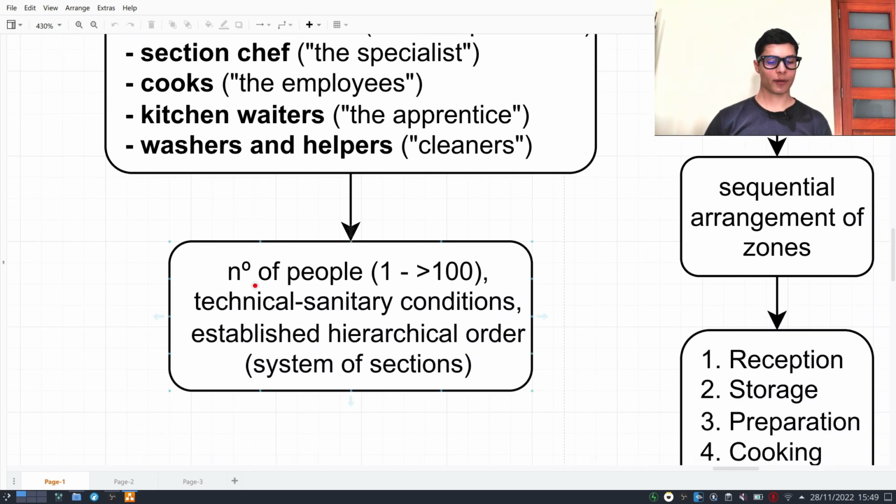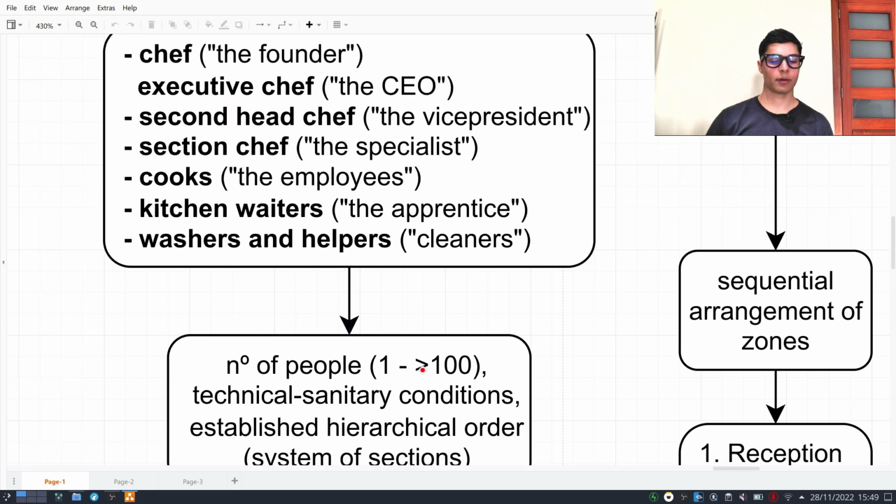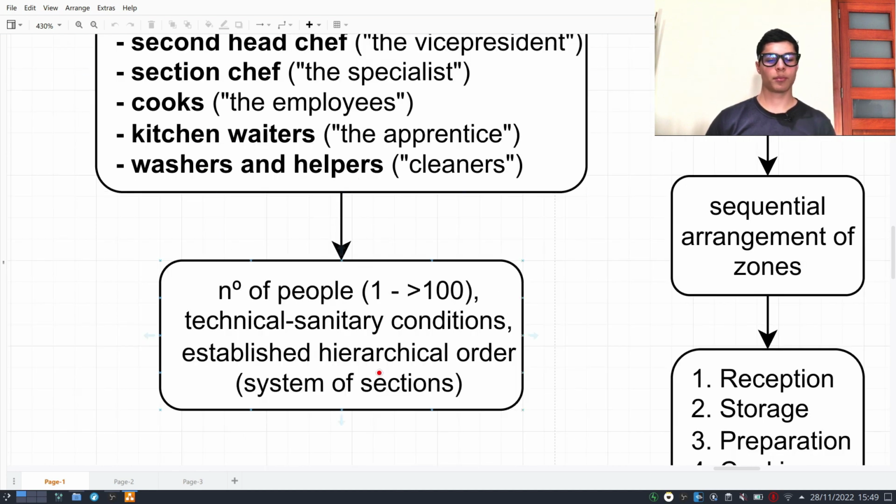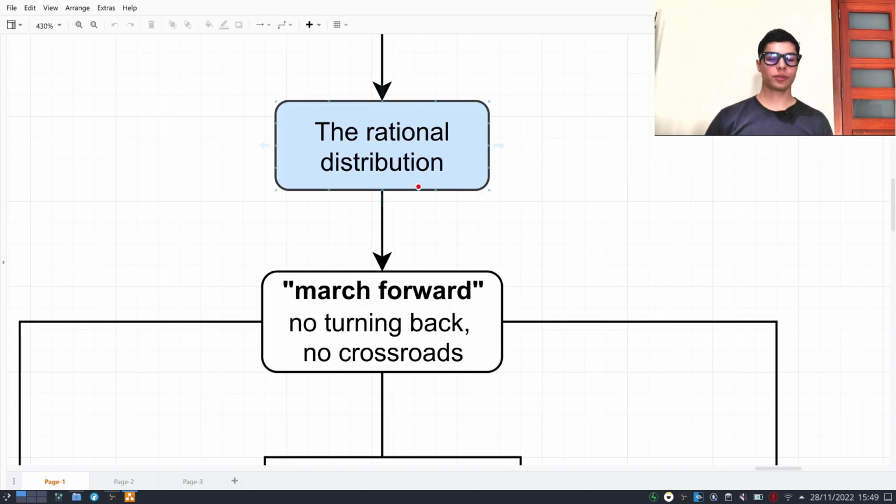So normally the staff is between one, which can be the chef alone, to more than 100 people working in a kitchen. They have to follow technical sanitary conditions, as I said earlier, and there is an established hierarchical order. And this is a system of sections. As I said, there is a section chef in each section. They follow the rules from the second chef, and it's a pyramid. It's a hierarchical order.